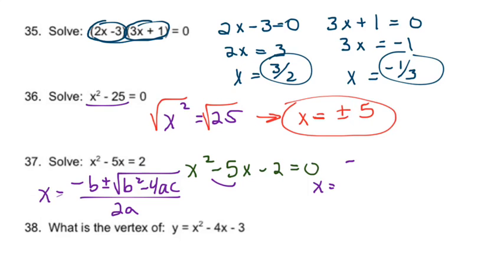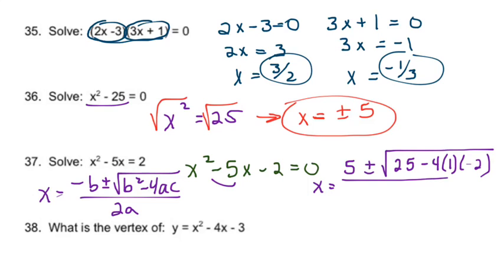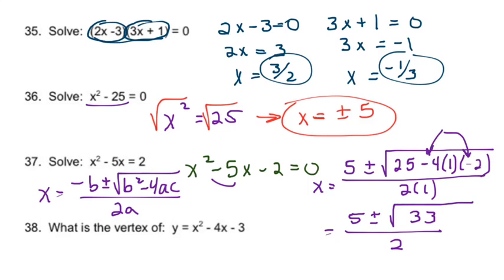We want the opposite of b, so it's 5. Square root of, we take our b value and square it. Negative 5 squared is 25. Minus 4 times a times c all over 2a, which is 2 times 1. So doing the math underneath the radical, that's the discriminant, I get a discriminant of 25. This double negative makes it plus 8. That's 33 all over 2. 33 is 3 times 11, both prime, so it doesn't break down, and I'm done. Notice it's all over that denominator of 2.